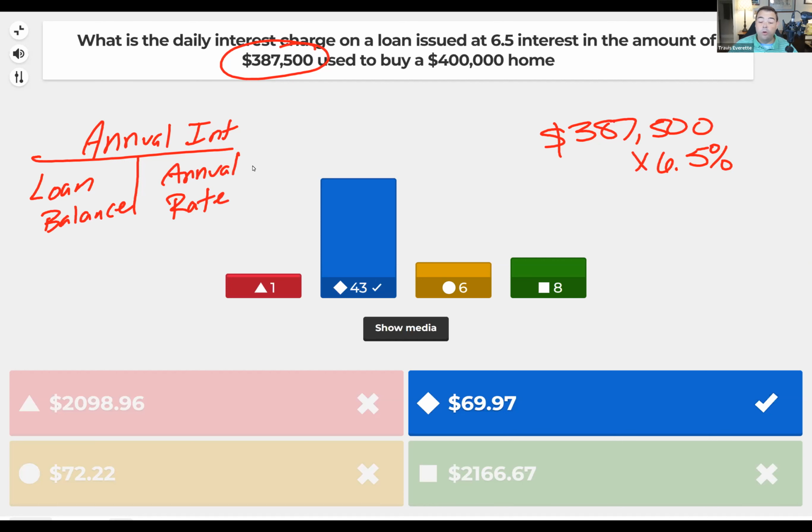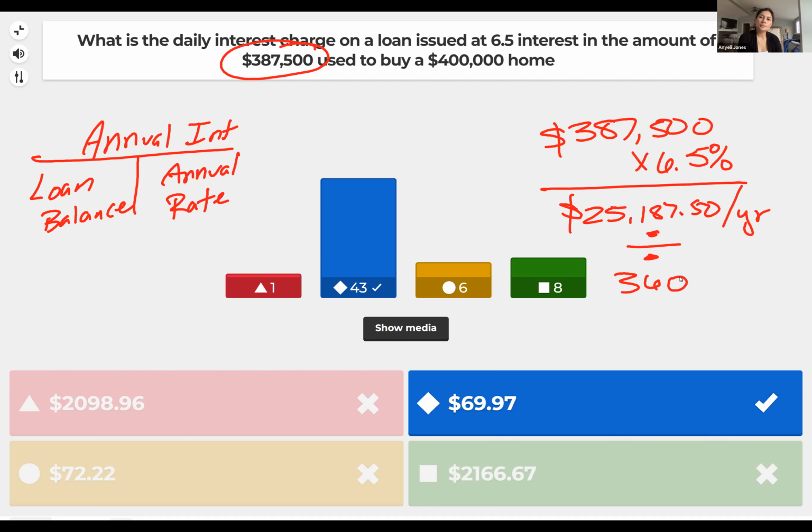Right? So when you do 387,500 times 6.5%, or times 6.5 divided by 100, however you want to type that into your calculator, 387,500 times 6.5%, that is $25,187.50, but that's per what? Per year. Okay. How many days are there in that year, since they want to know daily interest?